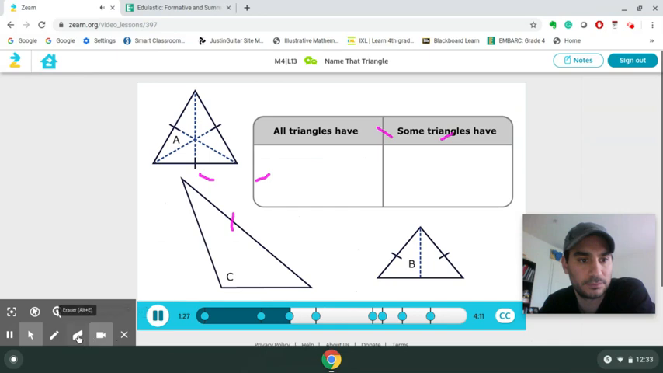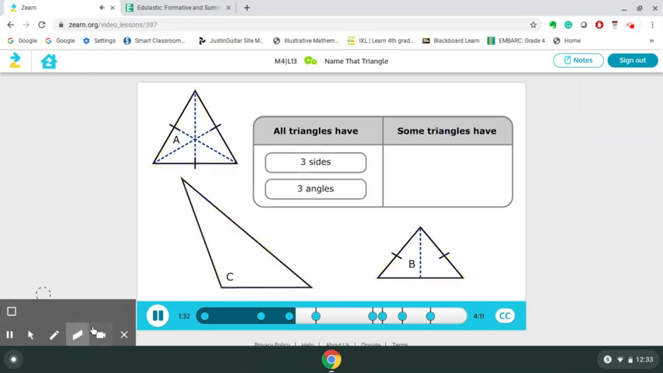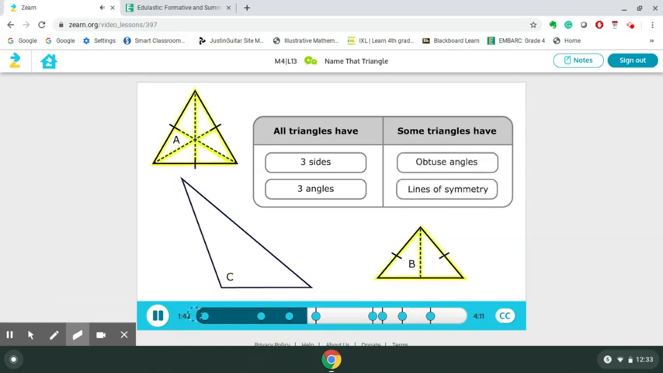Lucas: I know all triangles have three sides, and they also have three angles. Triangles can also have different types of angles, like acute, obtuse, or right. But only some triangles have obtuse angles, and some have lines of symmetry, but others don't. Nailed it. Let's think about side lengths as we do this next one.